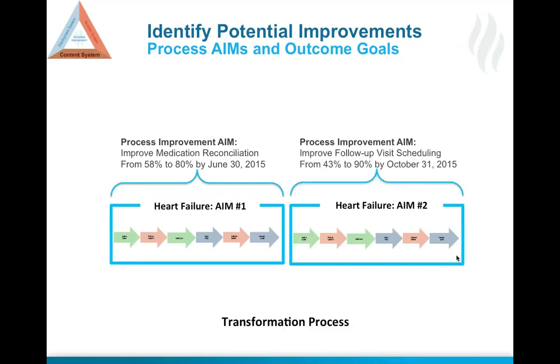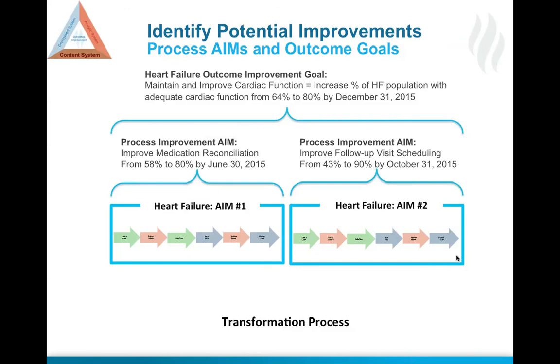We may then work on a second aim, which is making sure that a follow-up visit occurs for patients being discharged. And so as we work on aim after aim and improve specific process steps, we hope that it has a significant impact on an outcome goal. For example, maintaining or increasing cardiac function for our heart failure patients. And we can, again, set specifics around those goals. AIM defines the system, as Deming once said, and so deciding what part of the care we're trying to improve is a really critical step.